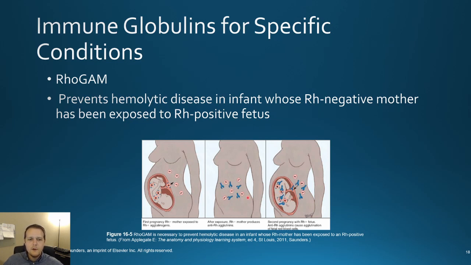And so what we can do is give the mom Rogam, and that will help to neutralize any of these antibodies and prevent her from having a reaction to the baby, right? For instance, my wife, when we had our 2 children, got Rogam both times because while my wife is Rh negative, I'm Rh positive. And because of that, it helps to protect her and protects the babies as well.